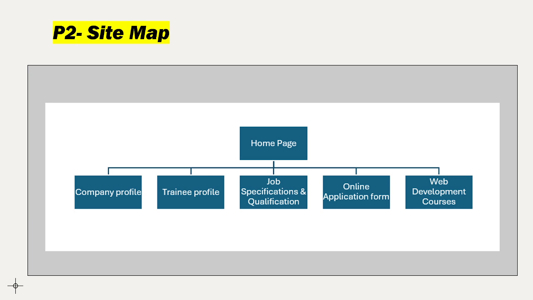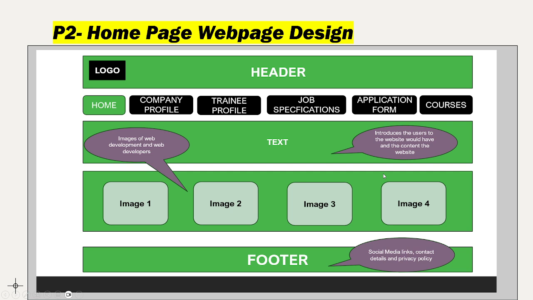Now this is what a sitemap looks like. It's showing you that from your home page you can go to any of these web pages, which is ideally what you want to happen. You want to be in your home page and you can go to the company profile, trainee profile, whatever you want to do. You would also ideally want that from any place you are in the website, you can go back to the home page. So that is why they are linked to each other.